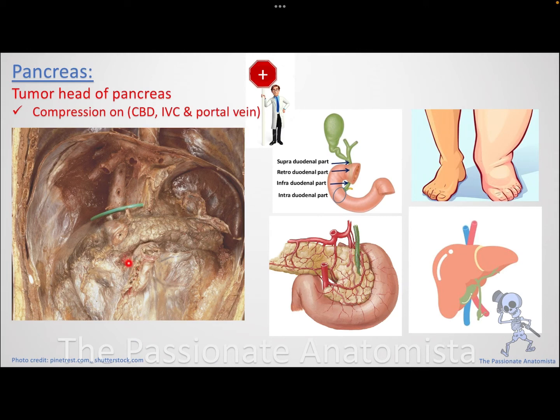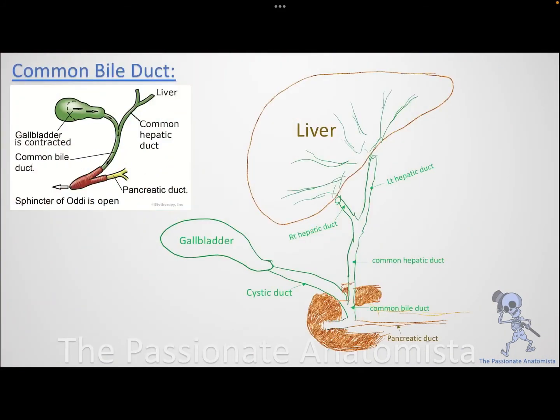And all the details about the portal hypertension and what it can do, you guys can find in the video of esophagus. All right. And of course there are other problems of that which are not in that video, but I talked about the portal hypertension in more detail in that video. All right, so remember the important relations of the head of pancreas, because these are areas of exam questions.